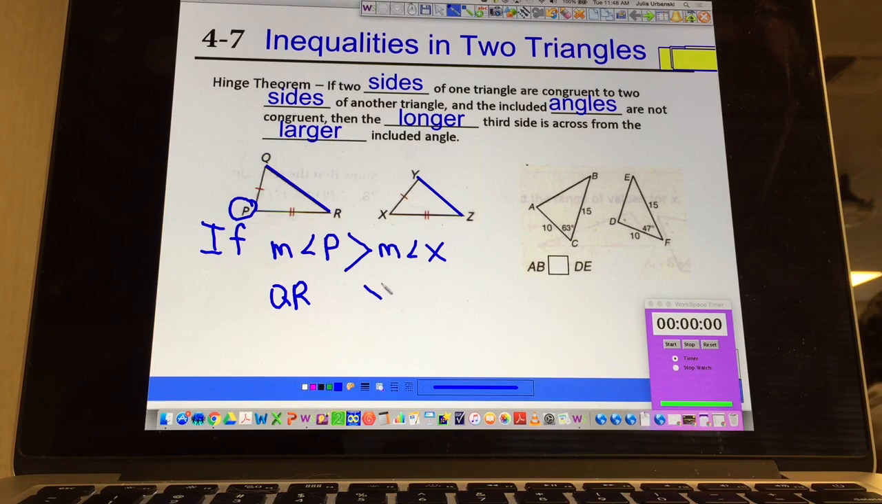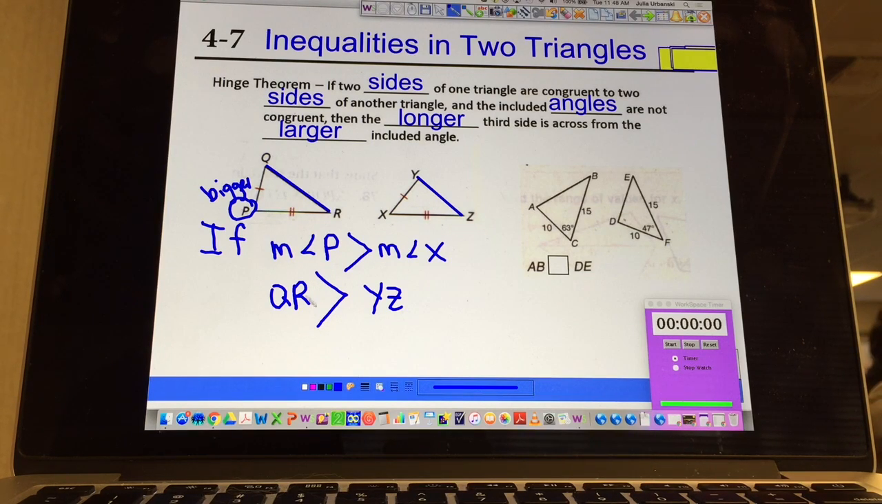It's YZ. If P is bigger, see how the greater than sign is towards the P? You remember like the alligator? If this one's bigger, that's what greater means. If P is bigger, then look across from it. What's the bigger side going to be? QR. So the open side goes towards QR. The greater than sign.